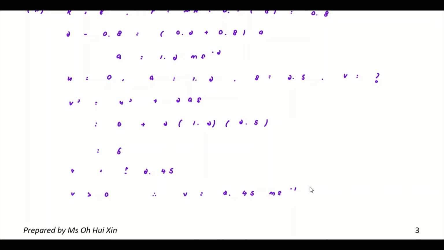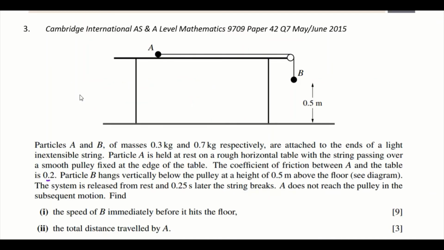So let's look at number 3. If you already know the idea, you can always try the question out first. I think this is very interesting, so you can try it yourself, then check your answer.